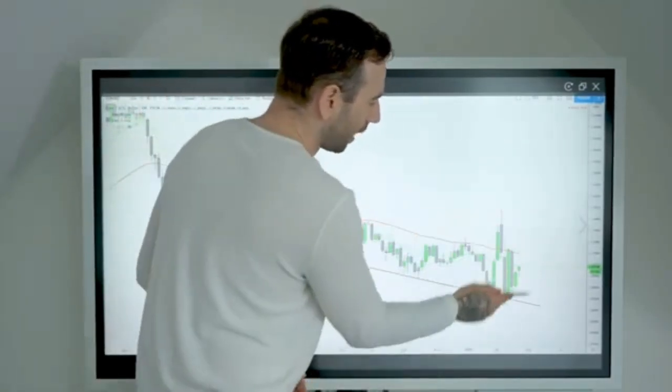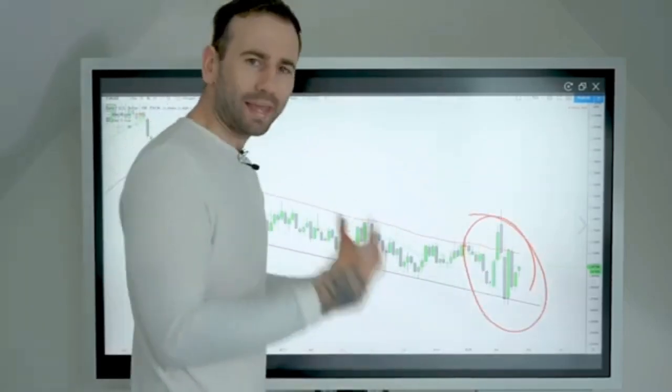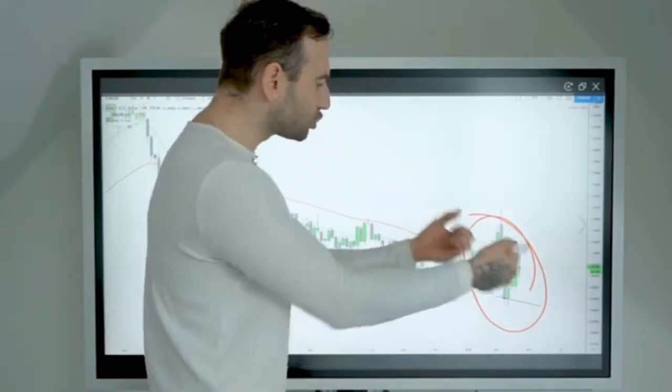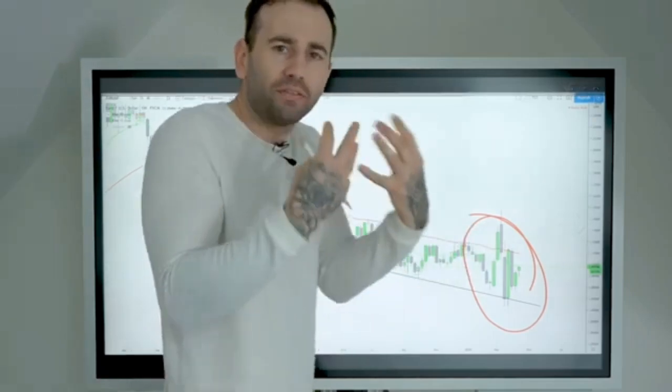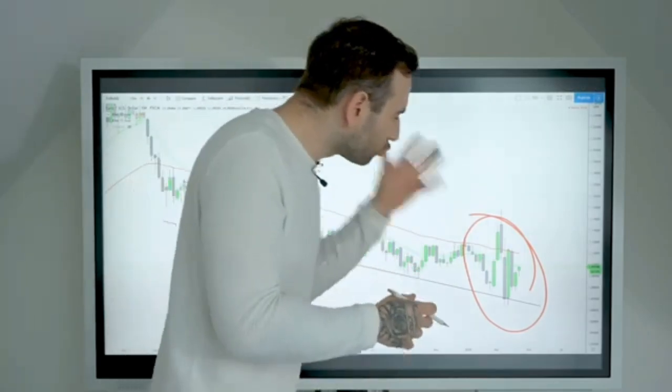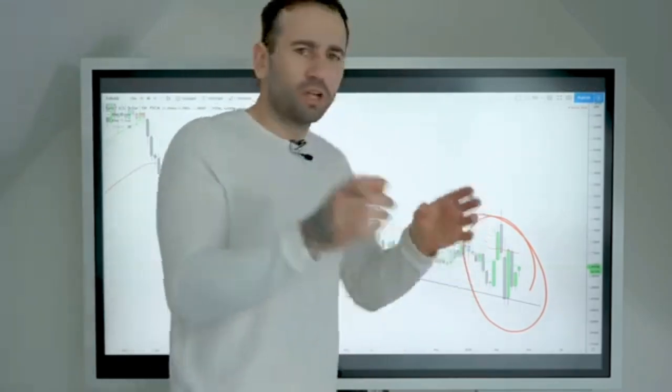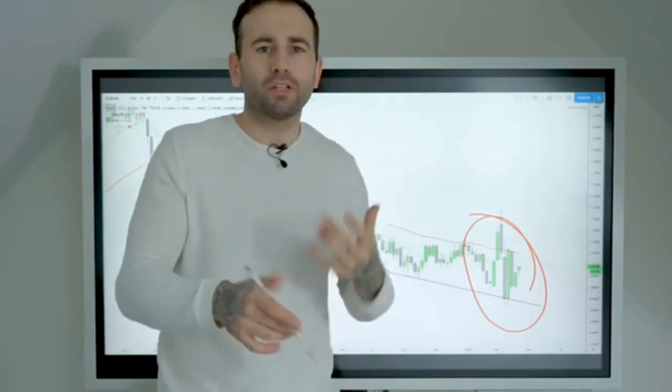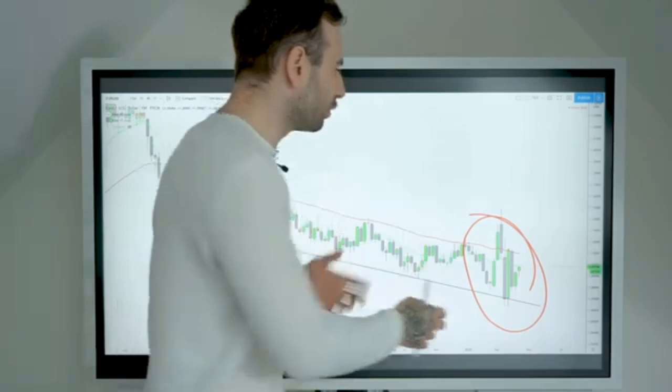So what I want to do now, as always, I want to zoom in to the daily time frame, just extract as much information, understand what's going on with price action, look at the flow, and just try and really zone in on my bias. Am I going long or short? So we're just looking for clues at the moment.